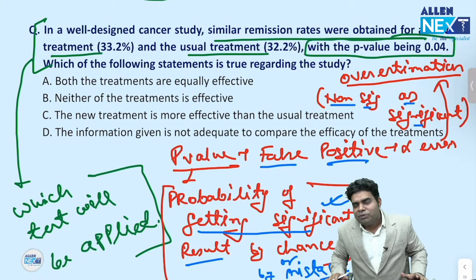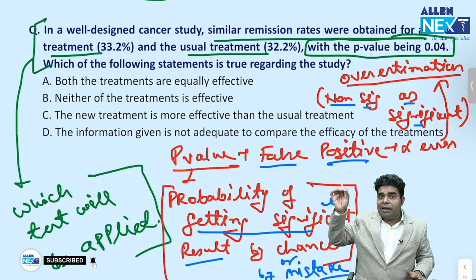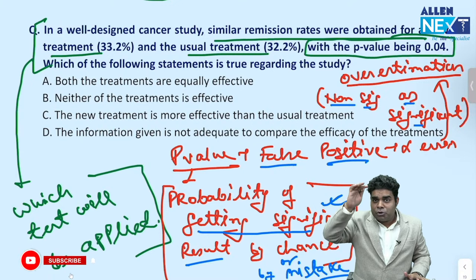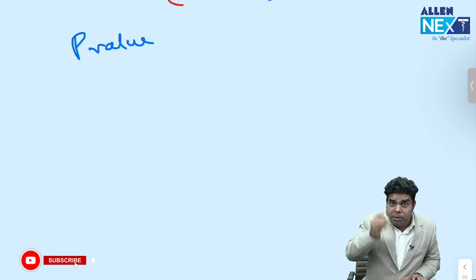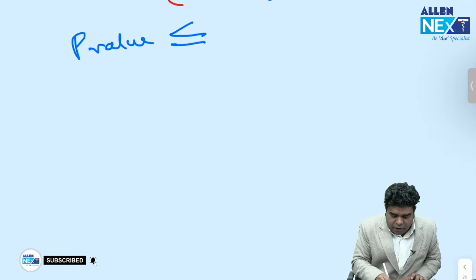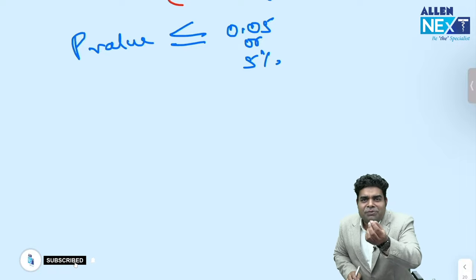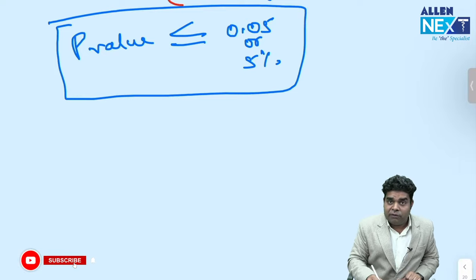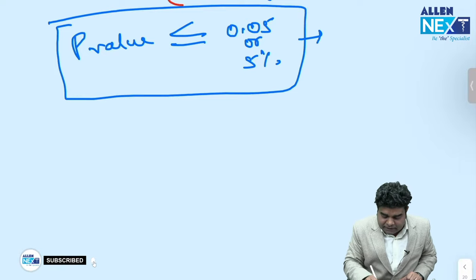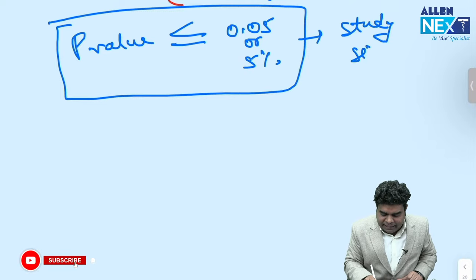Now you understand that p-value and alpha error are both mistakes. And whether in life or in exam, mistakes should be minimum. So p-value should be minimum. If it is less than or equal to 0.05 or 5%, it means there is very little mistake. So if p-value is less than or equal to 0.05, it means the mistake is very small and the study is significant.